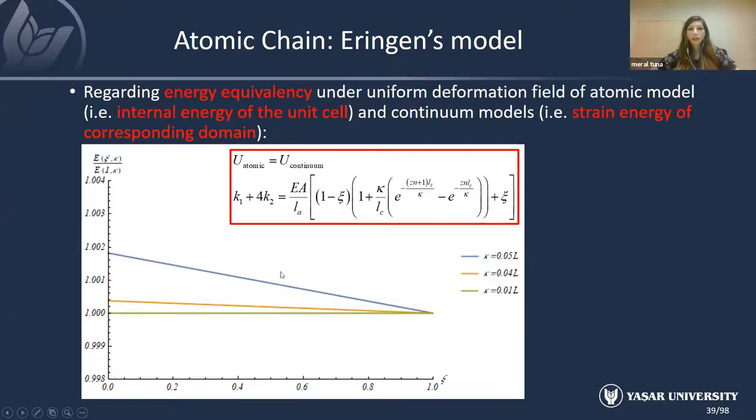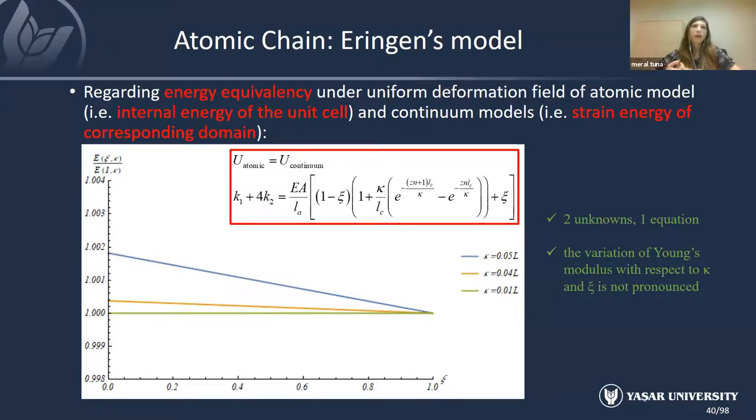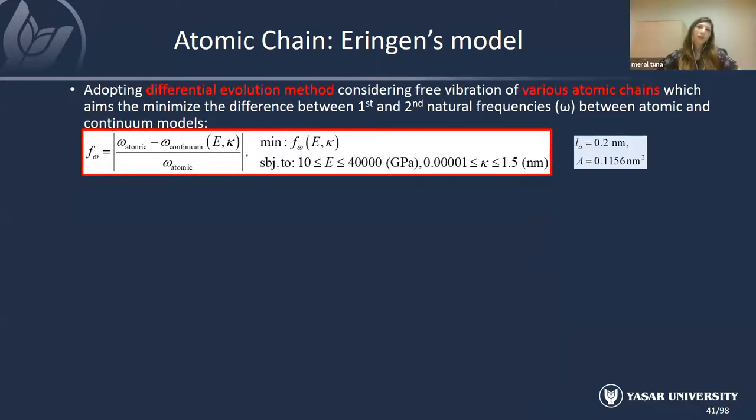And here we illustrate the variation of Young's modulus with respect to the friction coefficient for different non-local parameters. So here we have a problem. We have two unknown parameters, Young's modulus and the non-local parameter, let's say for the full non-local model, but we only have one equation. Moreover, the variation of Young's modulus with respect to the friction coefficient and non-local parameter is not very pronounced. So to individually detect the values of these parameters, we adopt an optimization approach. In our case, we use the differential evolution method, but any optimization method can be used for this purpose.